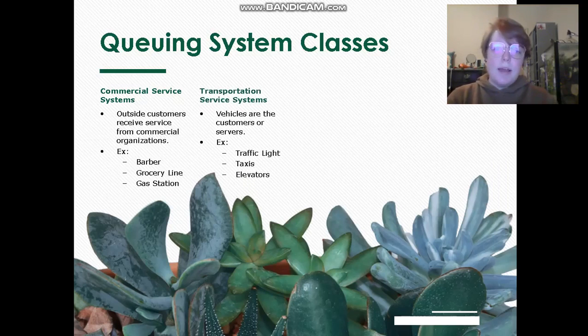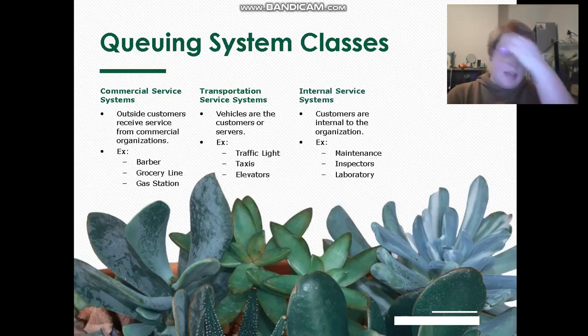Our next example is going to be transportation service systems. So this is where vehicles are either the customer or the server. In examples like a traffic light, the vehicle, your car, is the customer waiting to be served by the traffic light. In instances of a taxi, the taxi car is the server who is serving a person. In the case of an elevator, the elevator is also the server, serving either a person or an item.